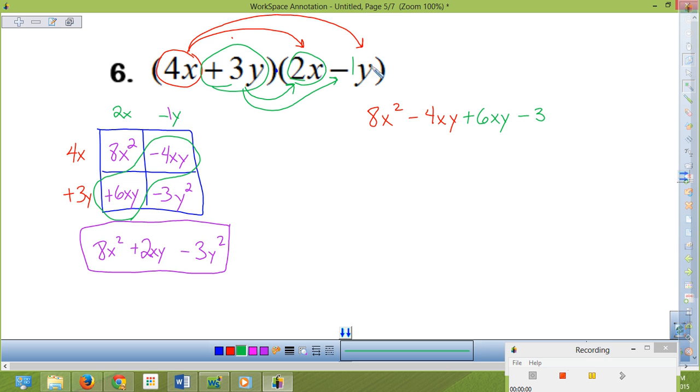And then we have 1y plus another y, so we have 2y's. Okay? And so you'll notice that our middle has an x and a y for both of them. Okay? And you'll get 8x squared, negative 4 plus 6, or 6 minus 4 is positive 2xy. And then the negative 3y squared will come down. And that's the final answer.